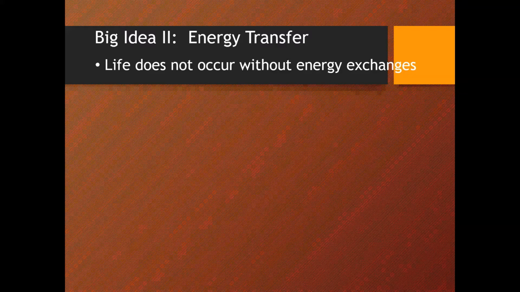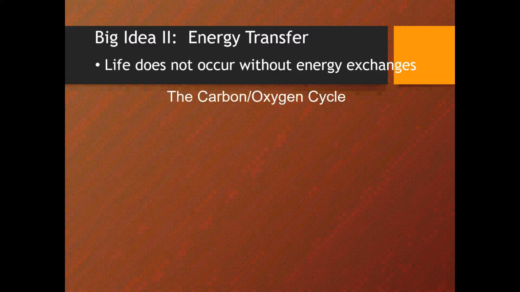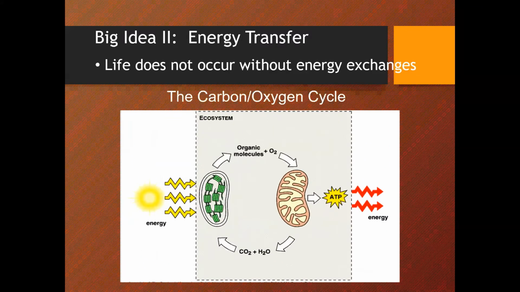So we look at energy from a whole planet kind of view, not only how it's produced and where it goes, but what happens to it with living things. And the most important mechanism behind this is this diagram right here, the carbon oxygen cycle. So students really need to be able to understand and explain in a model such as this.